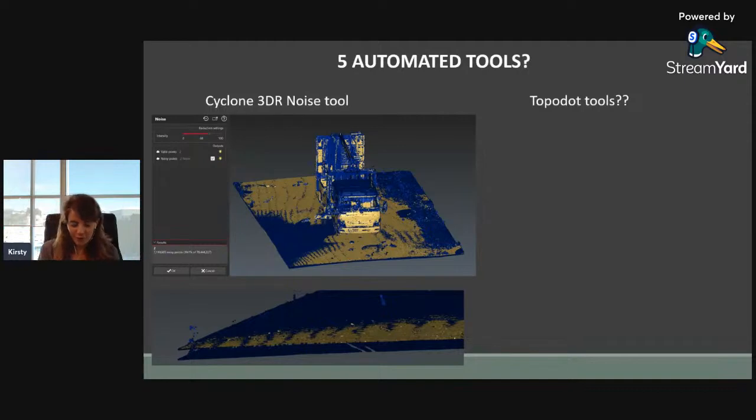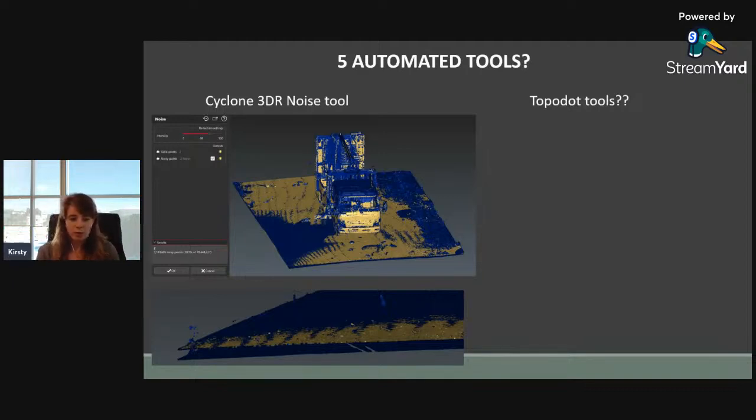So flowing through a lot of those, this brings us on to the final check that you can do generally for your point cloud quality. What I've got here is some automated tools. On the left is the Cyclone 3DR noise tool. Lots of different software has its own noise tools, and what's quite handy about them is that they're often looking for points that are far away within a certain 3D distance that you can set.